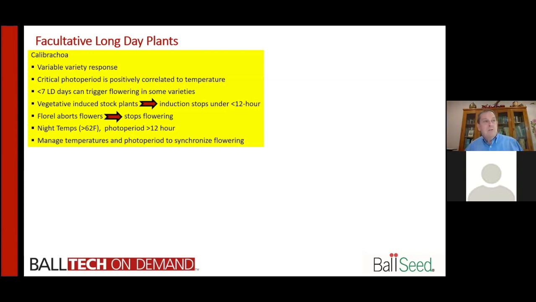Night temperatures greater than 62. I'd like to have 65 degree night temperatures, and photoperiods greater than 12 hours give you the best flowering response. Manage the temperatures in flowering to synchronize that flowering. So really watch what you're doing.